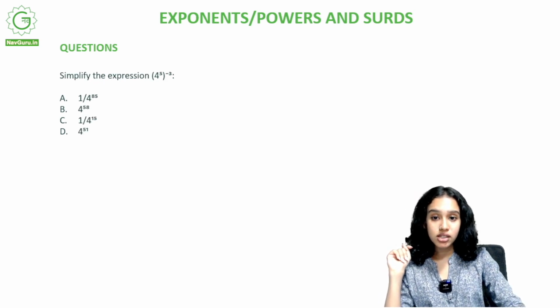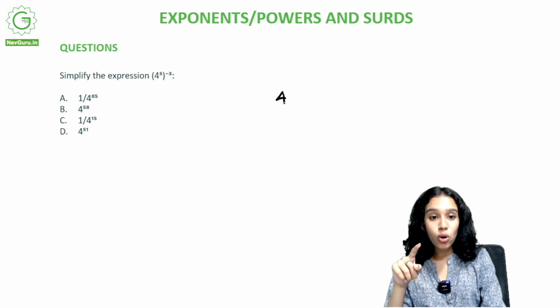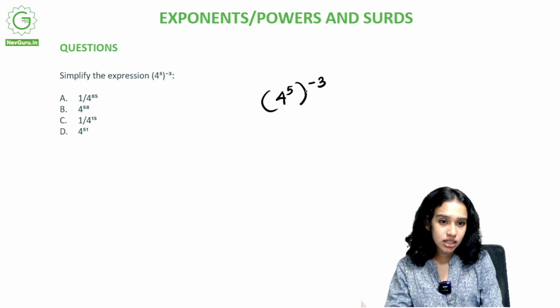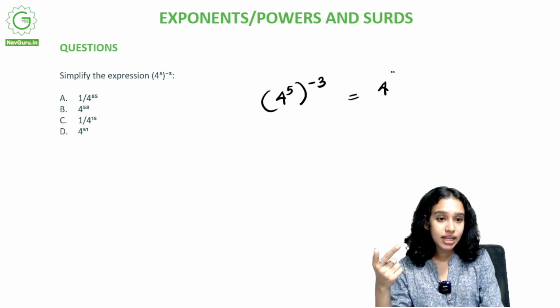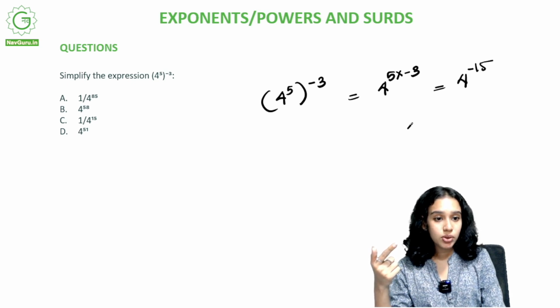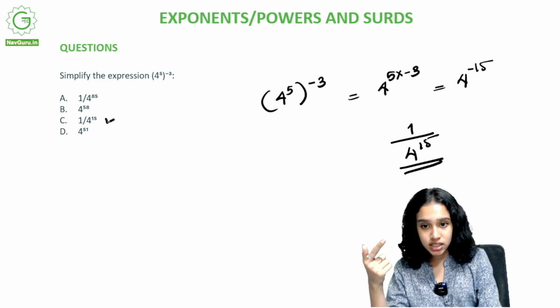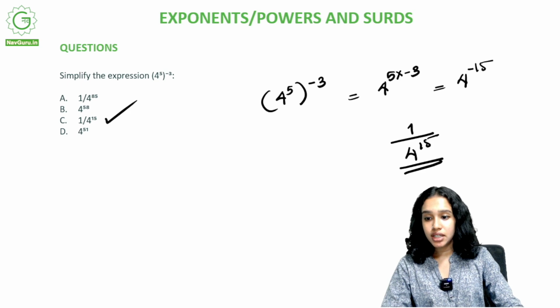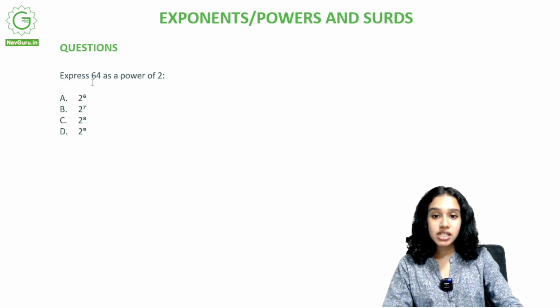Now moving on to the next question. Simplify the expression (4 raised to 5) whole raised to minus 3. We could do it in both ways here. Again, we could take this as 4 raised to 5 into minus 3, which we would get as 4 raised to minus 15. So it would be 1 by 4 raised to 15. So we got the answer right here, right? Yeah.